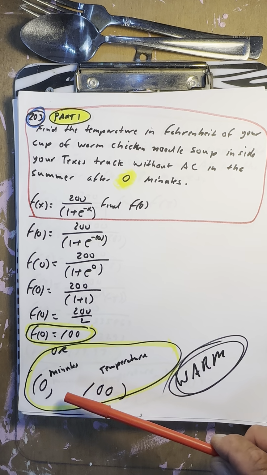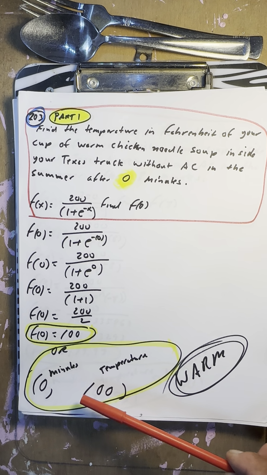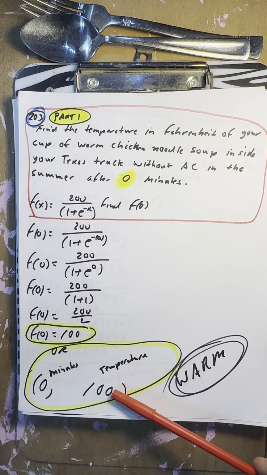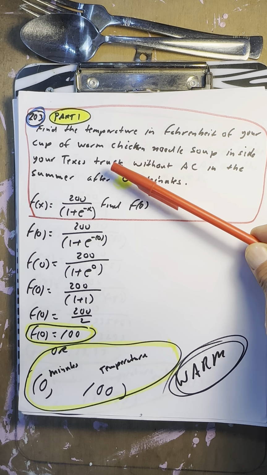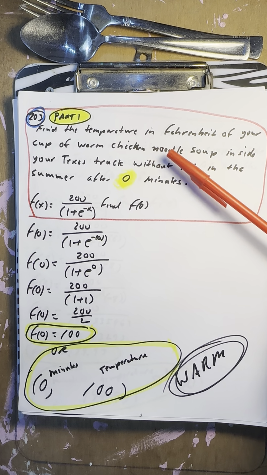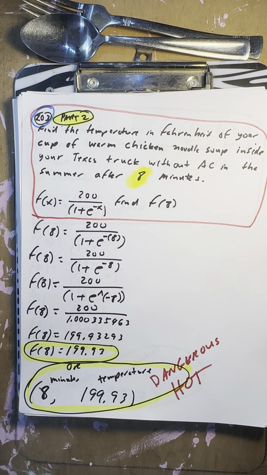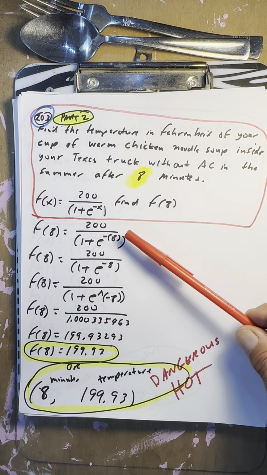So 0 minutes after you get in there with your warm cup of chicken noodle soup, it's 100 degrees in that cup. So right now, what's the temperature of your cup of warm chicken noodle soup? At 0 minutes in there, it's 100 degrees Fahrenheit, of course. It's just warm. But then you're inside the truck. What happens now? Find the temperature in Fahrenheit of your cup of warm chicken noodle soup inside your Texas truck without AC in the summer after 8 minutes go by.